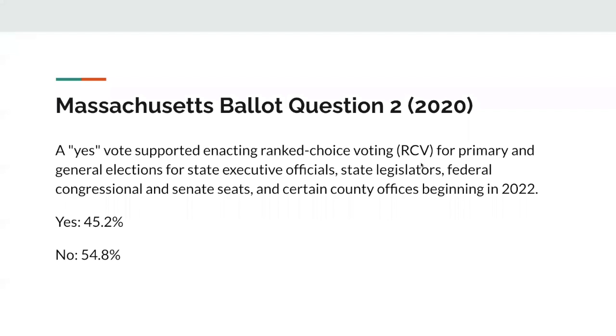In the 2020 election, Massachusetts had a ballot question that, if approved, would implement ranked choice voting, also known as instant runoff voting, in state elections as early as 2022. It did not pass, but we'll see what the pros and cons were.